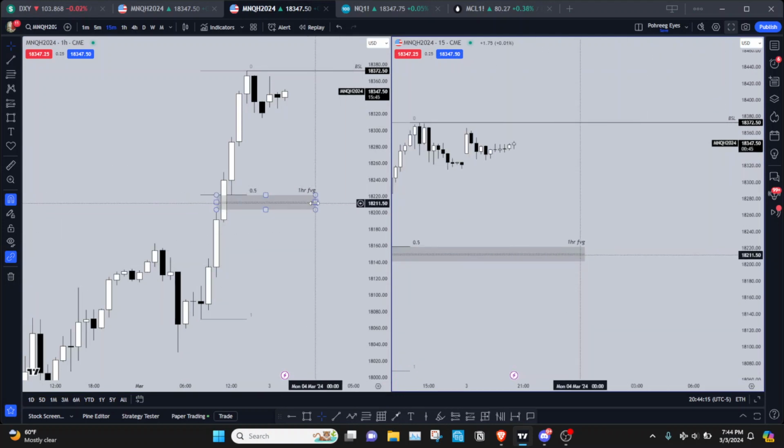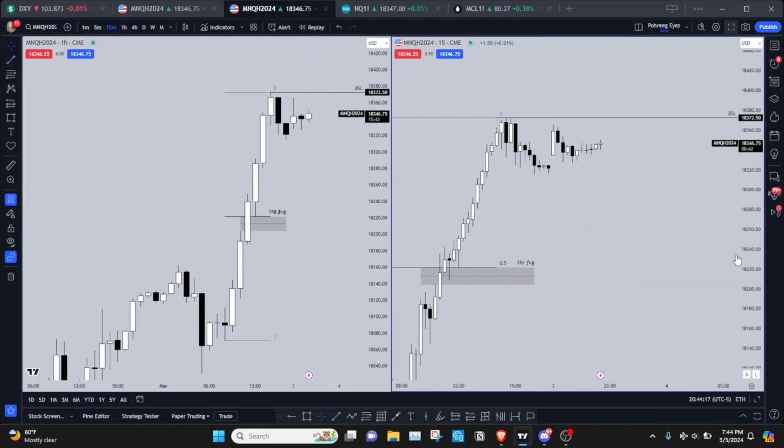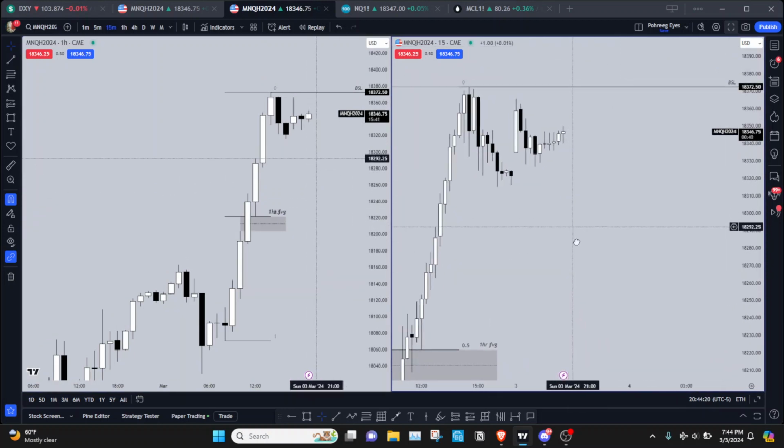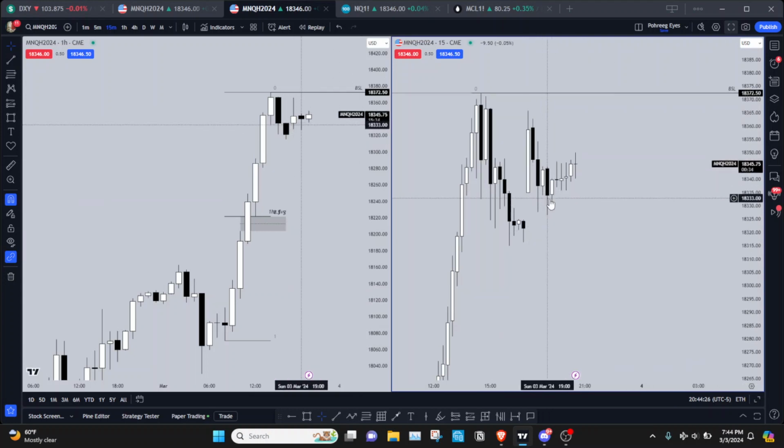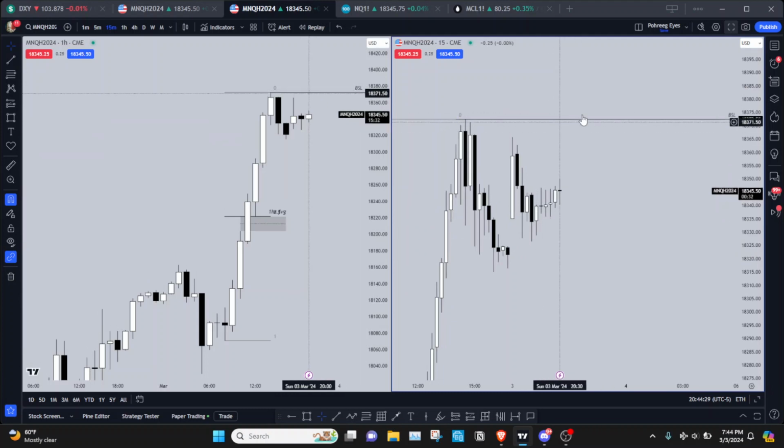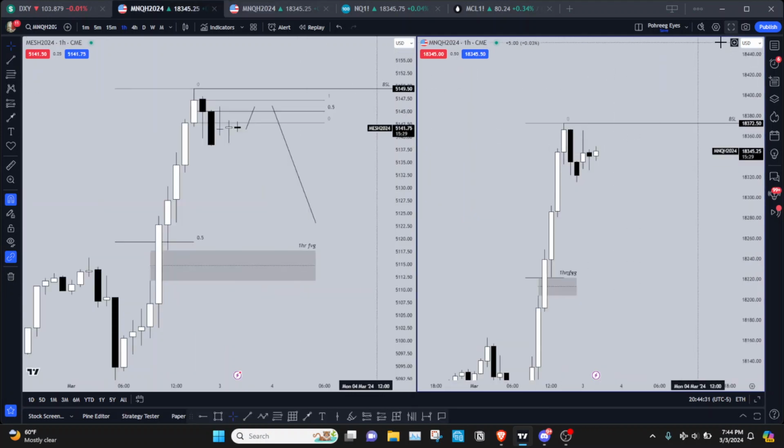So let's use the fair value gap right here. Then let's zoom in. From here to here, that's our discount into this volume imbalance. So this volume imbalance will be the price target to take us into this strong liquidity right here.